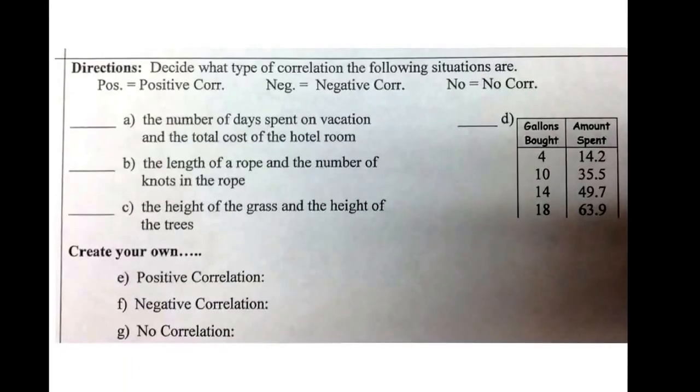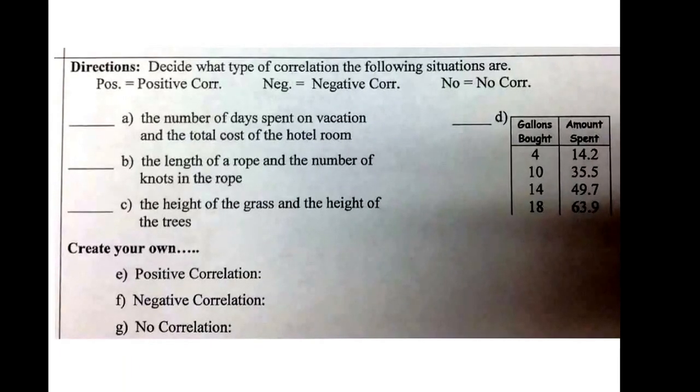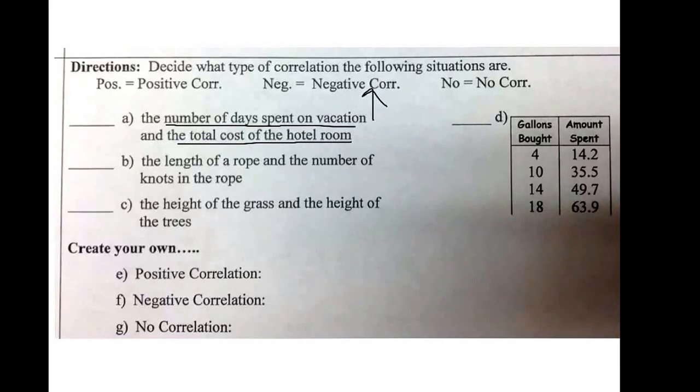Alright, stay with me here. These last ones are really important for our district tests and campus tests that we take here coming up in a few weeks. We're having to do it from a word situation, so you got to read and figure out, are these both going up? Is one going up, one going down, or are they completely unrelated? So the number of days spent on vacation and the total cost. So as my vacation goes up, number of days goes up, what's going to happen to my cost? It is also going to go up. Up means positive.